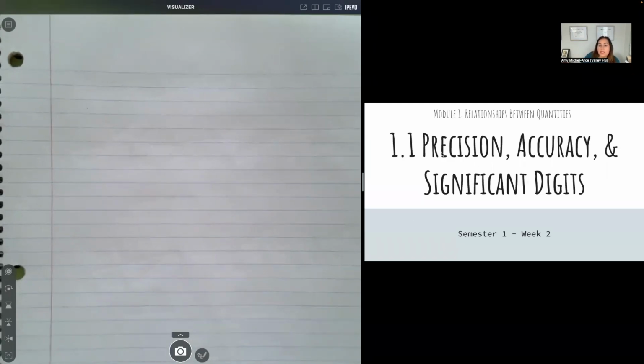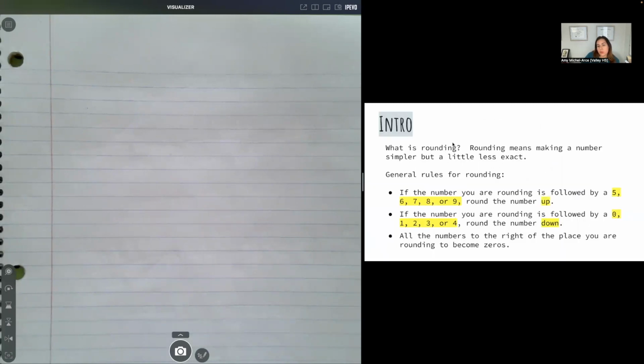Module 1, Lesson 1 is on precision, accuracy, and significant digits. So here, in the intro, what we need to be able to get through this lesson is to know how to round. The rules on rounding are, if the number you are rounding to has a 5, 6, 7, 8, or 9 after it, then you're going to round that number up, meaning you're going to add 1 to it.